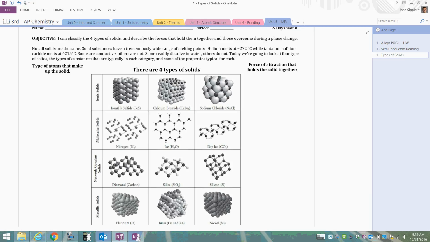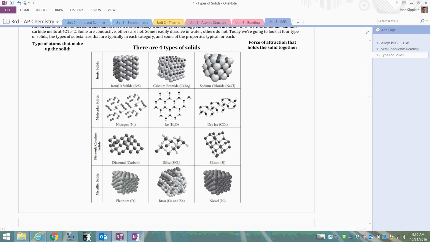So the deal is not all solids are the same. They vary greatly depending on the type of solid, and their properties are very different. Some will conduct electricity, some won't. Some will dissolve in water, some won't. There are lots of reasons for that, and a lot of it boils down to the type of solid. There are four different types we're going to check out: ionic solids, molecular solids, network covalent solids, and metallic solids. Let's start at the top.